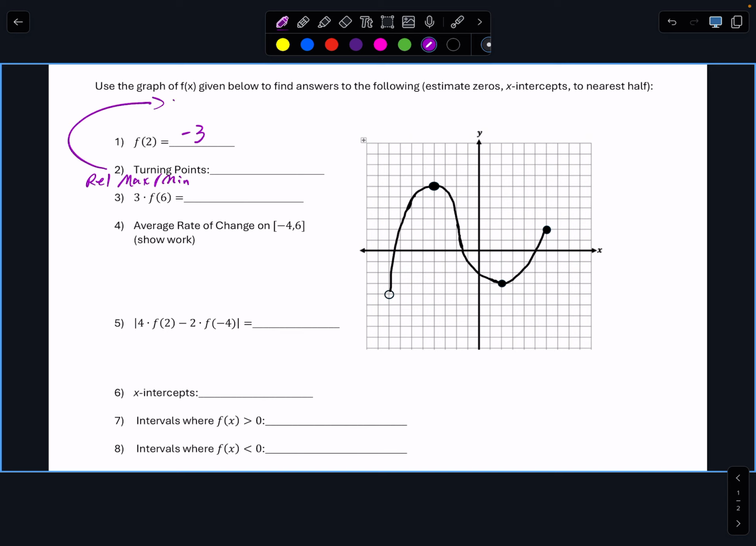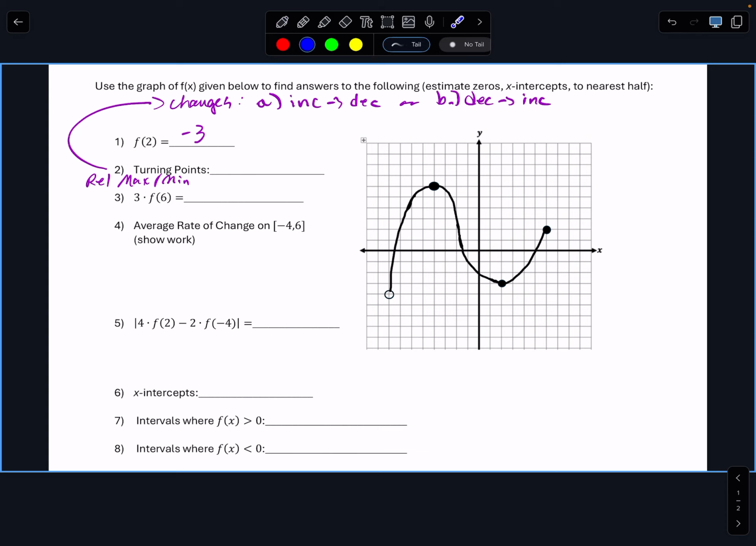Turning points are where the function changes either from increasing to decreasing, or from decreasing to increasing. So you're going up, up, up, and then you start coming back down. You have a turning point. You're going down, down, down. You turn to go back up. You have a turning point.